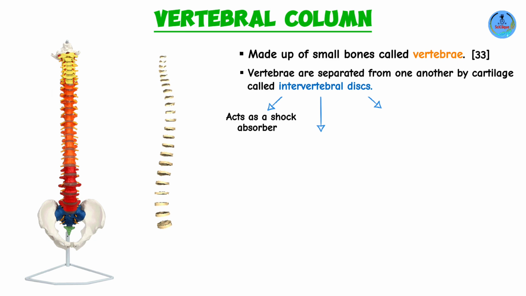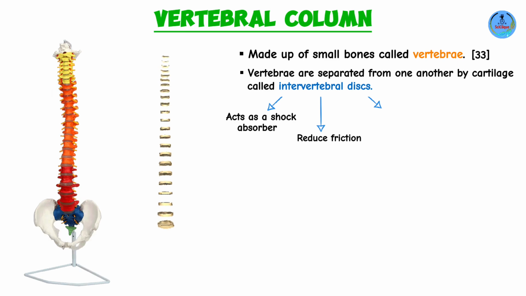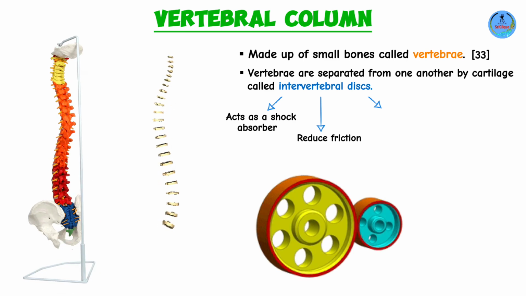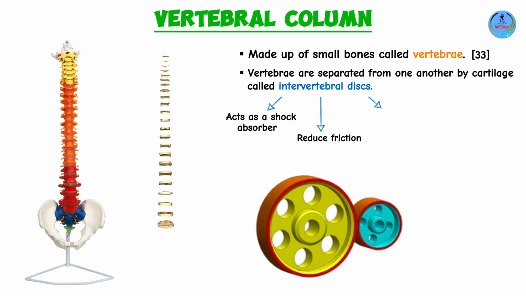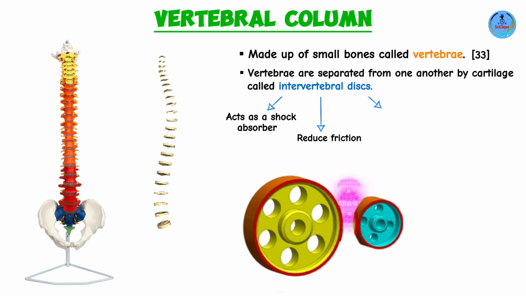Function number two is that they reduce friction. Friction occurs when you have two surfaces rubbing against one another. If we didn't have this cartilage, you would have two vertebrae rubbing against one another. As you can imagine, over time, this will cause a lot of wear and tear and pain. Fortunately, this is reduced by the presence of the intervertebral discs.